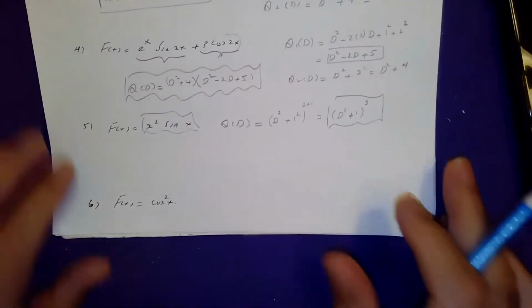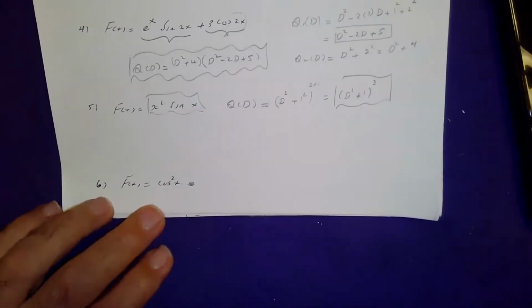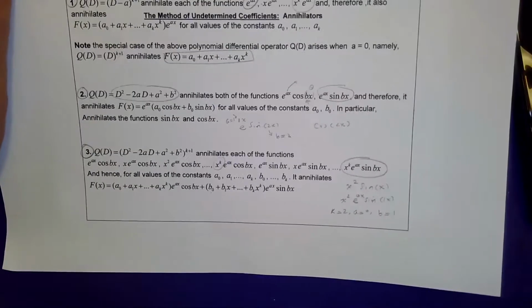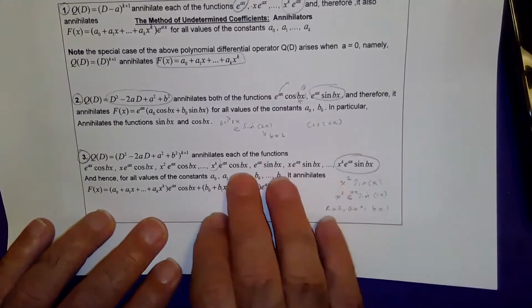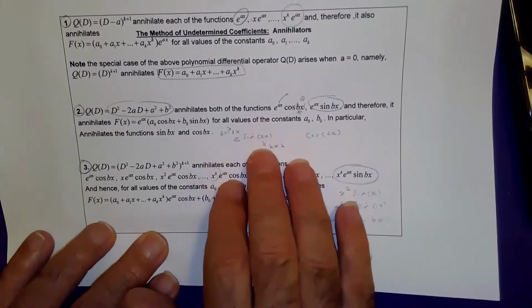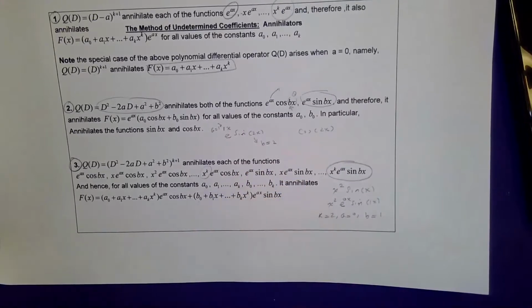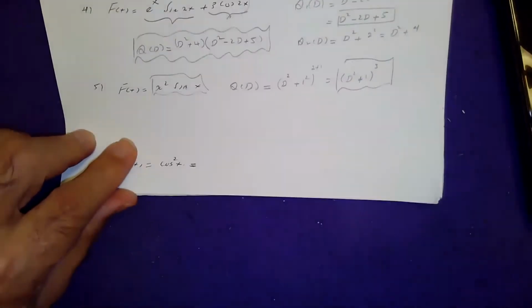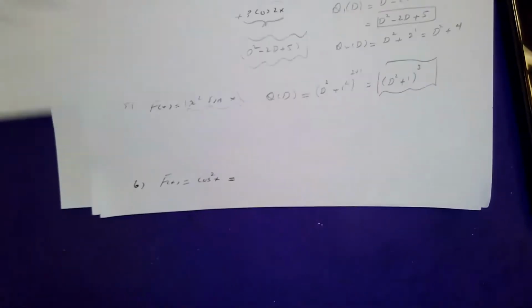Okay, here's the last one. What is the annihilator for cosine squared of x? Do we have any cosine squared anywhere? I don't see any cosine squared or sine squared. I see sine and cosine in formulas 2 and 3, but no sign of a square of sine or cosine. So what should I do after I panic? The table doesn't apply because it doesn't have any sine squared or cosine squared in it.